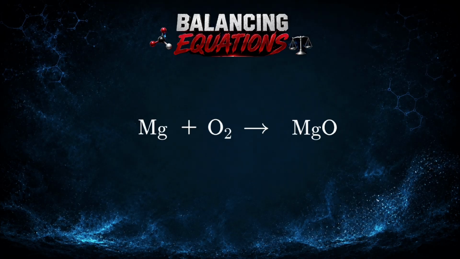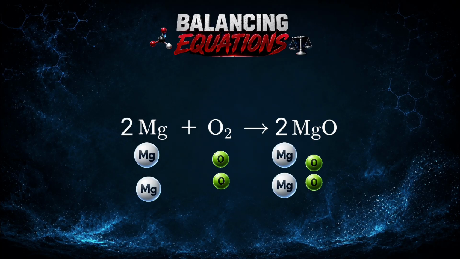Here's another example. Mg plus O2 yields MgO. There are 2 oxygen atoms on the left, but only 1 on the right. Place a 2 in front of MgO. Now the right side has 2 magnesium atoms, so place a 2 in front of Mg. Now both magnesium and oxygen atoms are balanced.